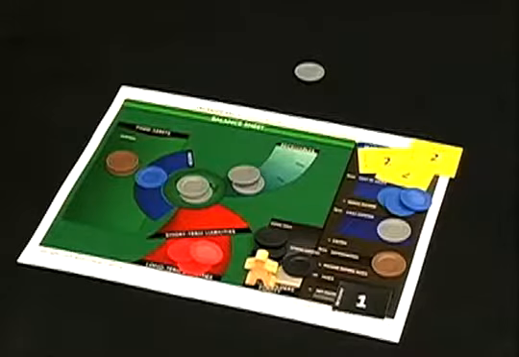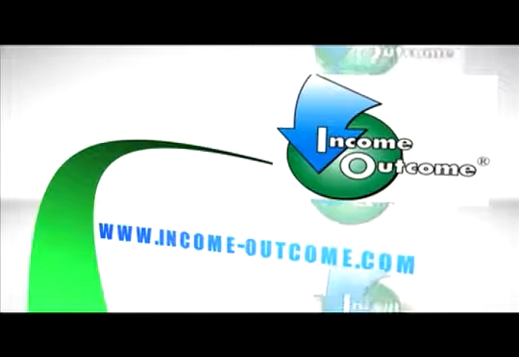Hopefully this exercise in business visualization will help you think through financial issues more clearly in the future. And clearer thinking leads to better decisions.